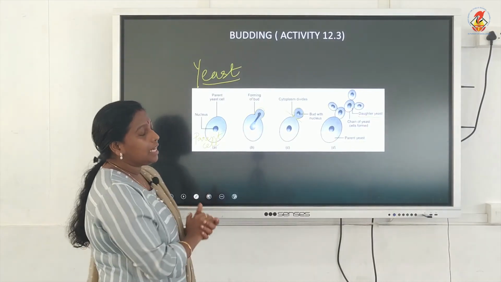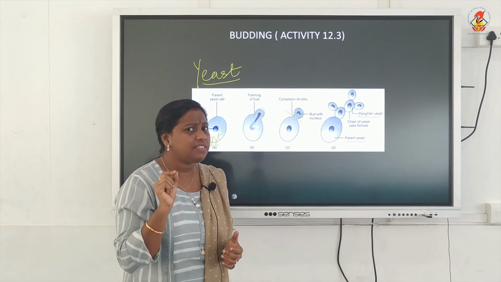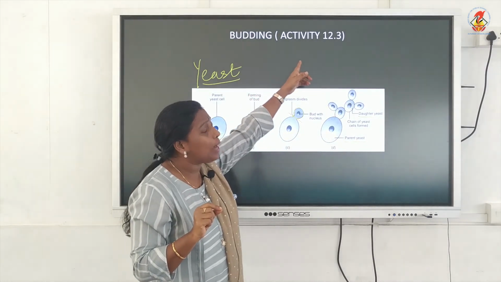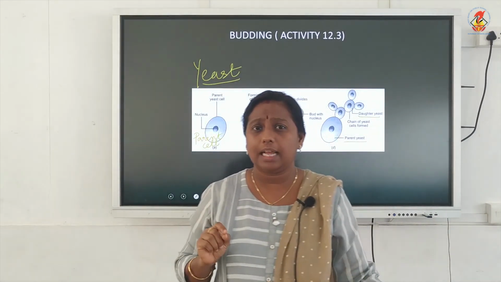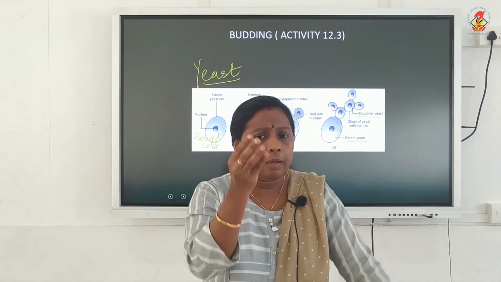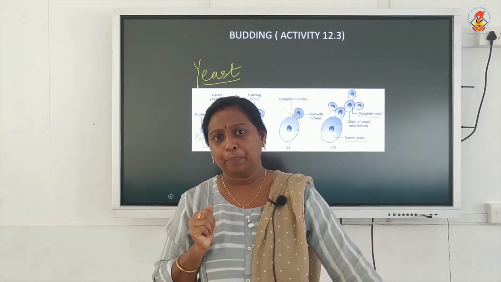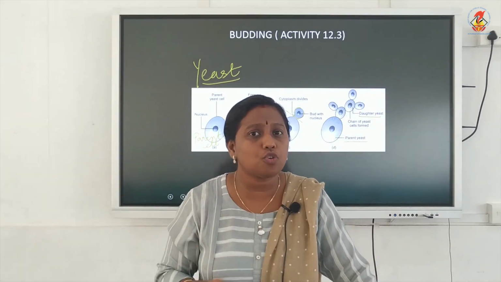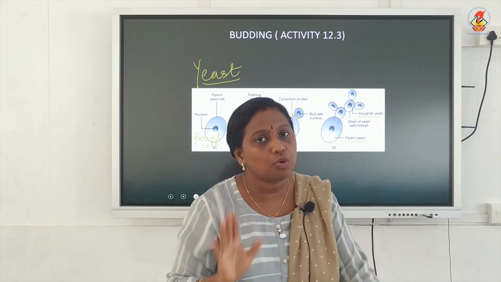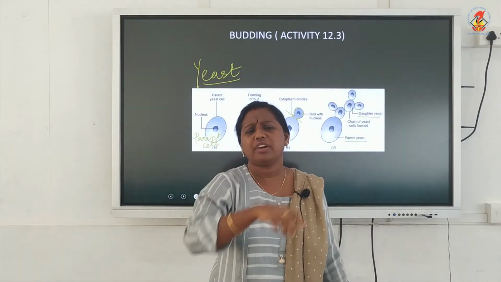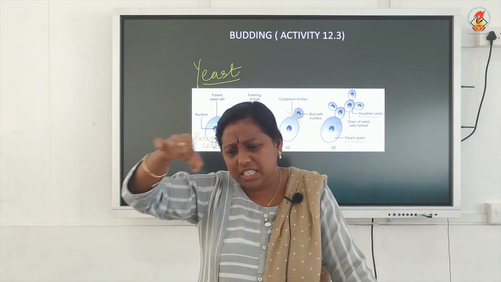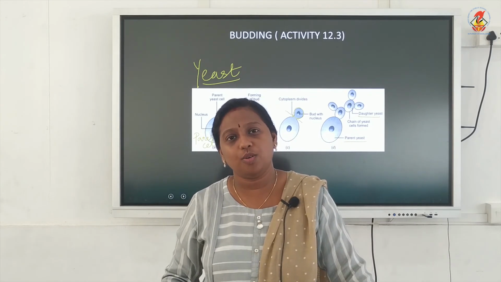Now in this budding topic, you have an activity to do. It is activity 12.3 in your textbook. Now what is that activity? I will tell you. In that activity, you have to take a little bit of water. Into that water you have to put a little bit of sugar. That means you are preparing a sugar solution. Into this sugar solution you have to put a pinch of yeast. Take a little bit of yeast and just put it into that sugar solution.